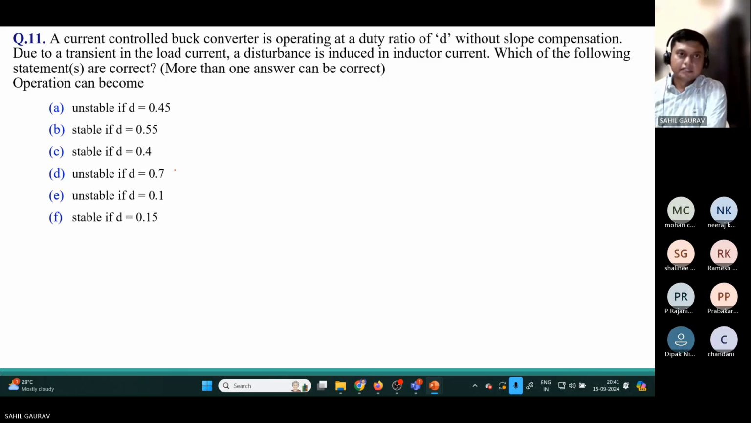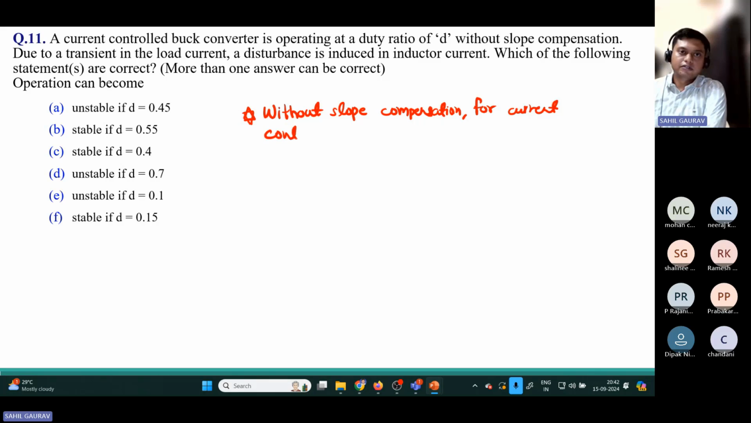So we know that, we can write one line here: without slope compensation for current controlled buck converter, it becomes unstable above 0.5 duty ratio.